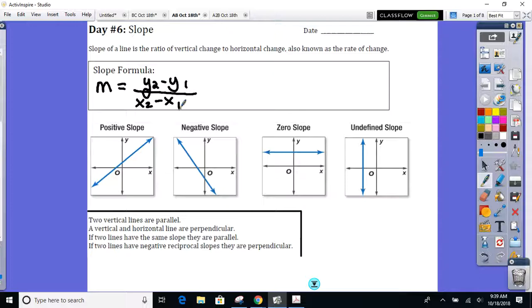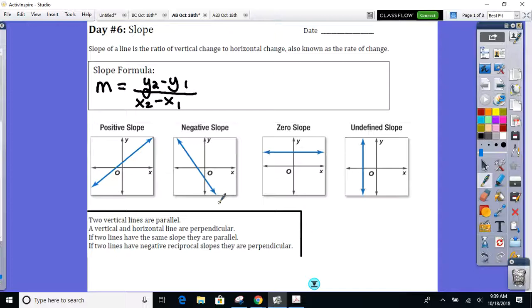Okay, four different types of slopes. I'm not going to get into too much of it right now because we'll talk about it later. Positive slope is when it goes uphill left to right. Negative, downhill left to right. Now take a look at these two. There is a difference. This one has a slope equal to 0. This one has no slope. You can't find the slope of a vertical line, but of a horizontal line, the slope equals 0.